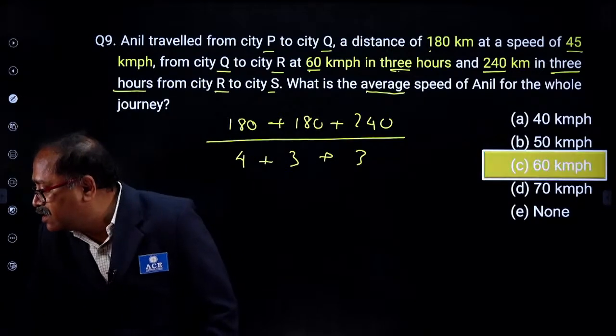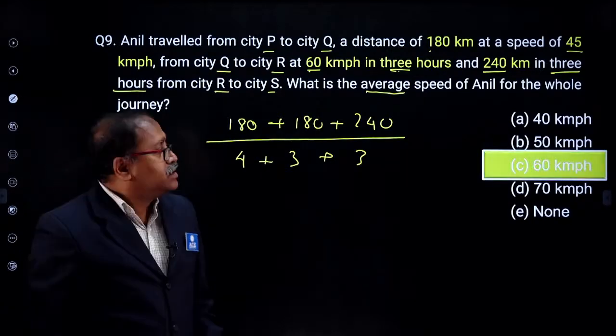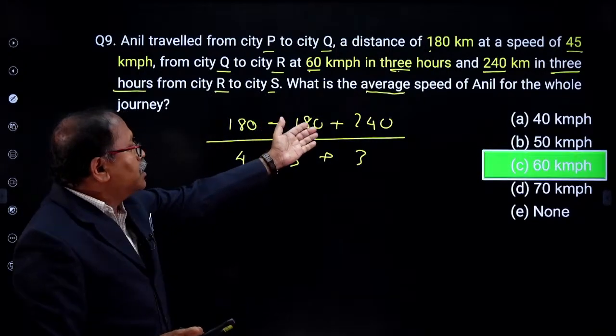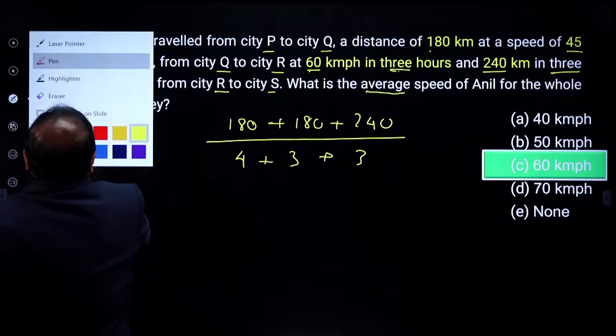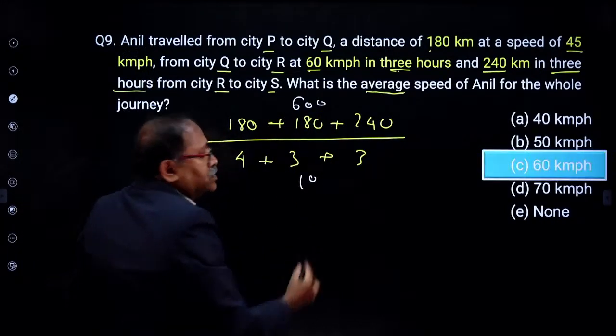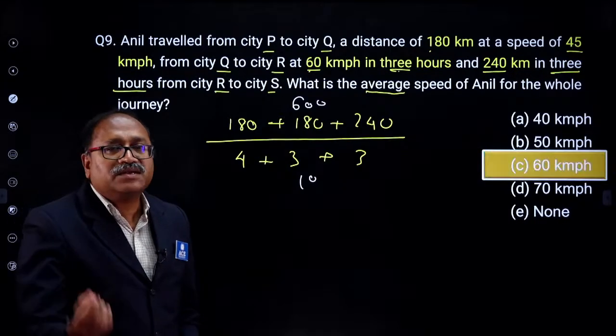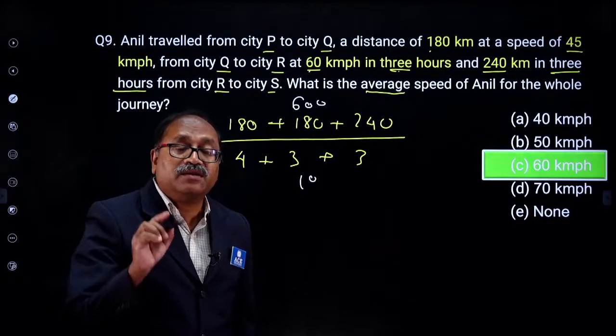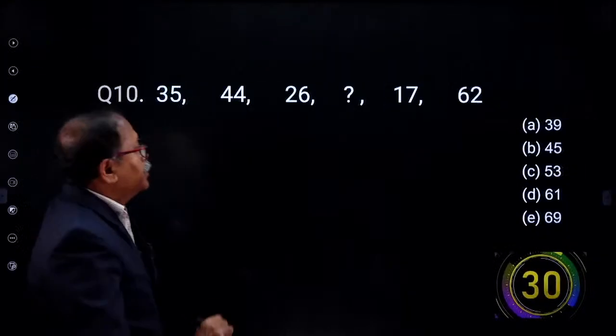Anyone else got the answer? Appal Naidu sir is saying 60. So let me add this 360 and that is 600. Yes sir, you have rightly said this is 600 and here it is 10, which is 60. I said that it's a very stereotypic question. Let's move on to the next question, and which is this.